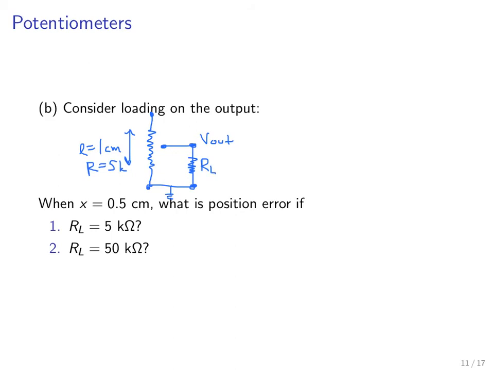Sorry, and this is going to be another resistance, R sub L, the load resistance or the input impedance of the subsequent circuitry. Okay, so now the question I'd like to posit is, when x is 0.5 centimeters, meaning right in the middle here, right here's x. Again, it's referenced the same way as on the previous page. So there's x, and if it's right in the middle of the potentiometer at 0.5 centimeters, what is the position error if the load is 5 kiloohms or if the load is 50 kiloohms. So I'll give you some time to work on that too.